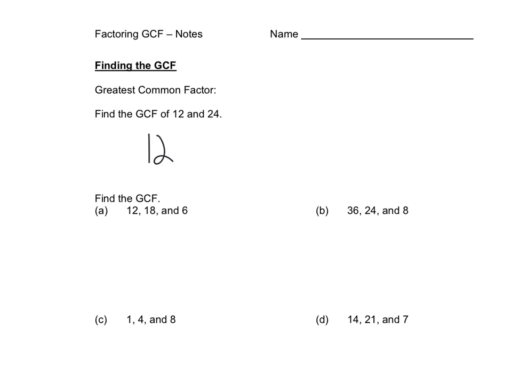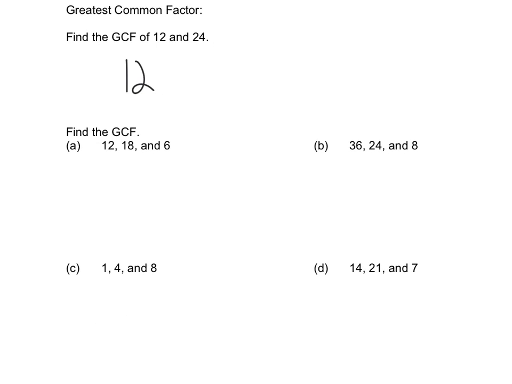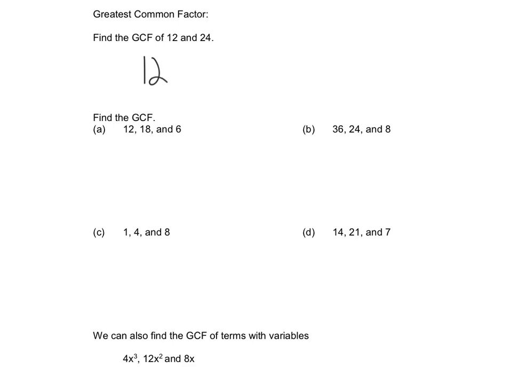Alright, so I want you to do, as we look at A, B, C, and D, see if you can find the GCF of those. Now, you're dealing with 3 numbers, so this time your GCF has to be for all 3. So if I look at, like, one of those, 12 and 18, it might be a number for those, but it also has to be for 6 as well. Alright, so find the GCF on those 4 problems.